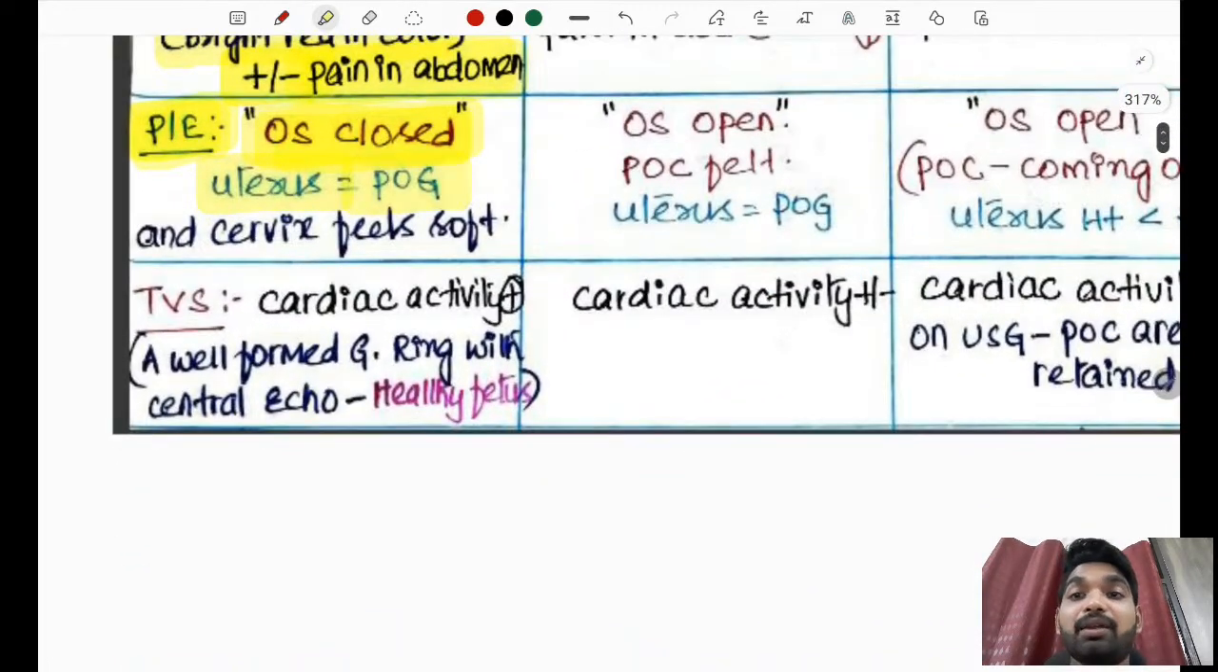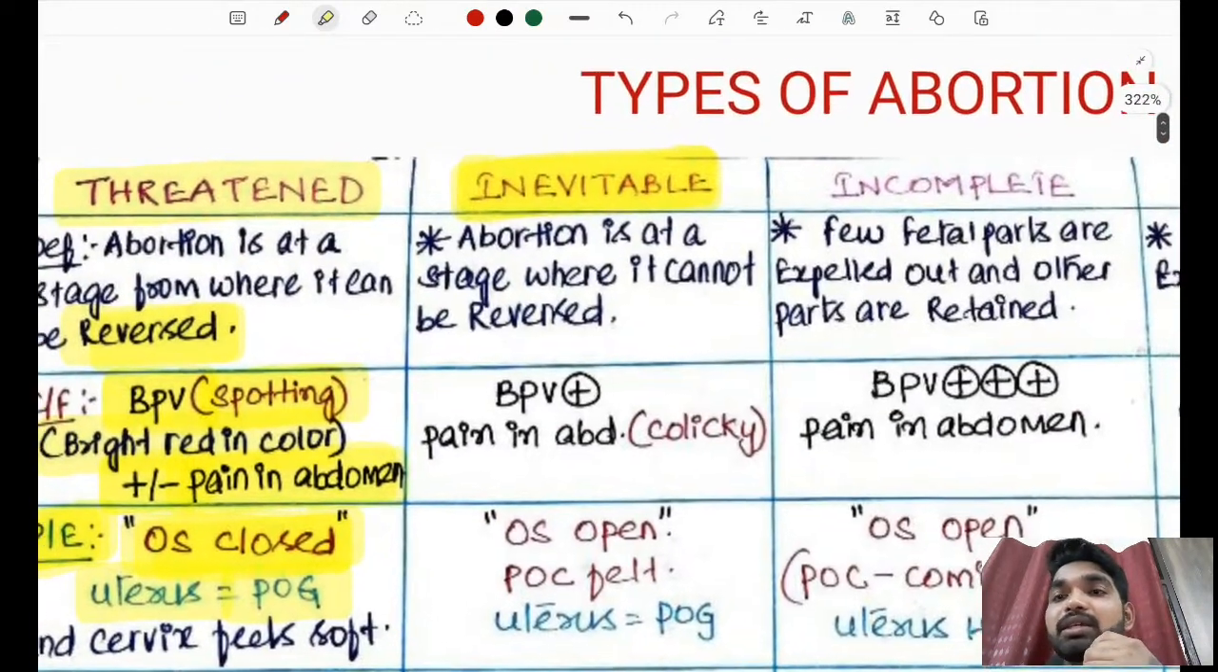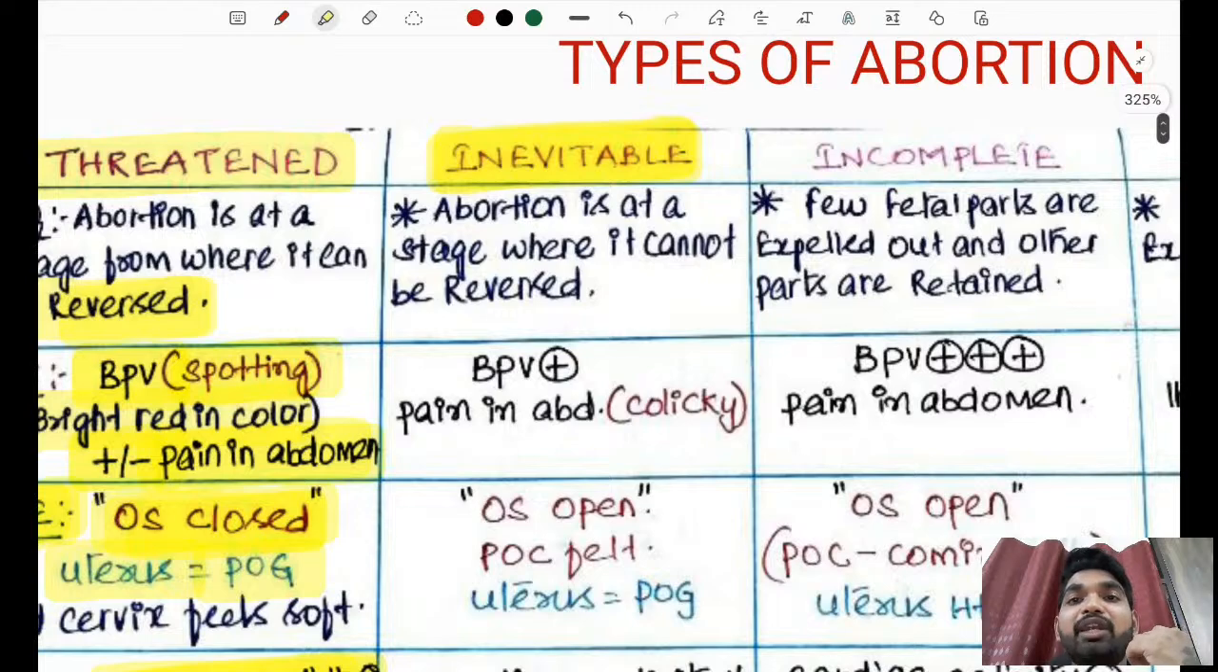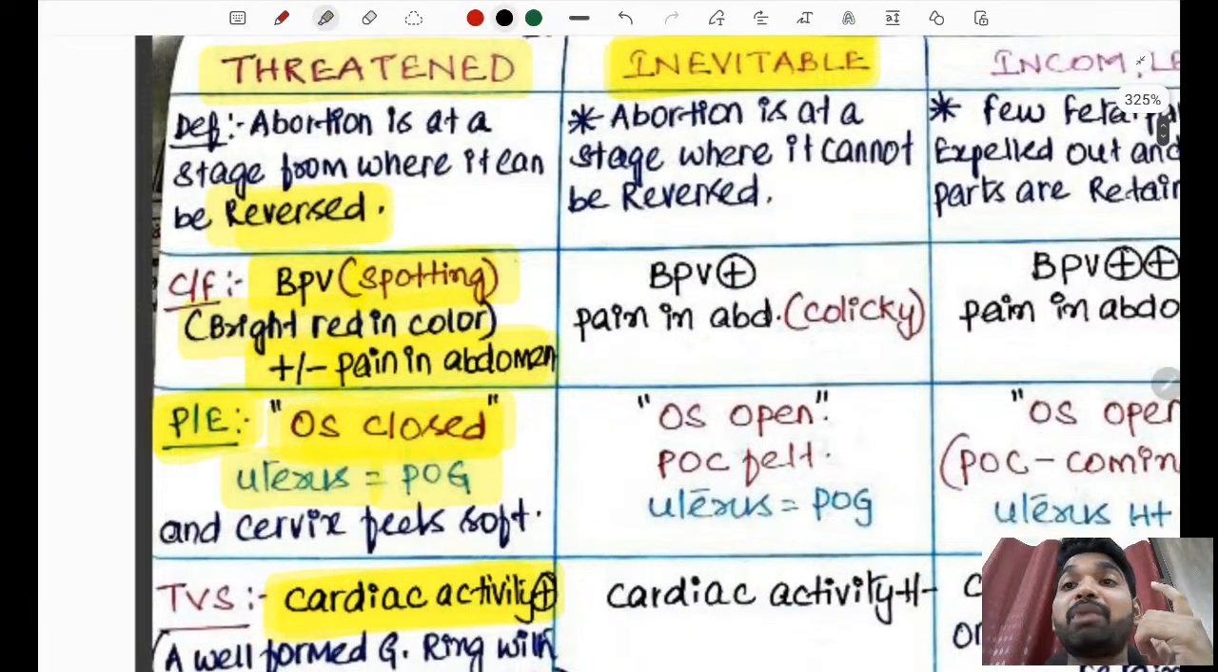When you do scanning in this client, you can see the fetal heart rate. Cardiac activity is present. That is why we are calling it reversible. Next, having completed the features of threatened abortion, in threatened abortion, how are you going to manage this case?